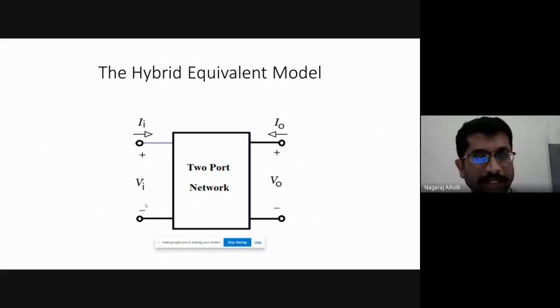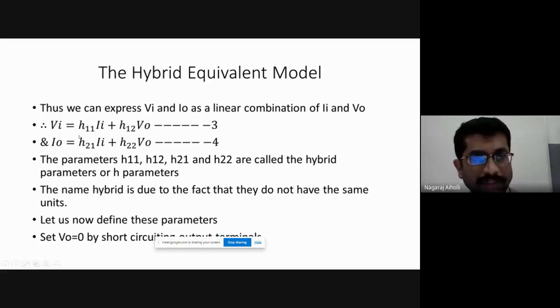Then next, we write the function in the form of equations: Vi is equal to H11 Ii plus H12 Vo, and Io is equal to H21 Ii plus H22 Vo, in terms of H11, H12, H21 and H22. These are called H parameters or hybrid parameters. They are called hybrid parameters because the units of these parameters are not the same.